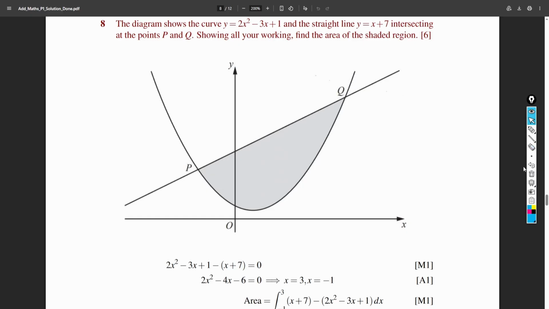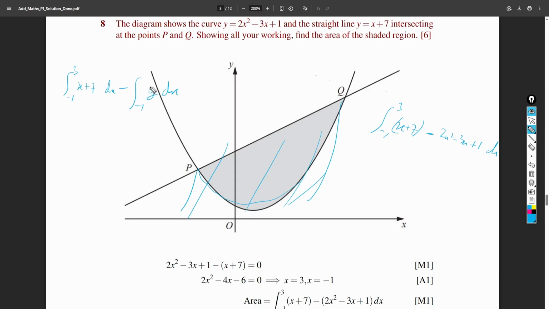And then they did this like so over here. What they did is, they took this line x plus 7 and then subtracted this curve 2x squared minus 3x plus 1 and then integrated over P to Q. So minus 1 to 3. So this is the same thing as doing it separately. Normally you do it like this. So x plus 7 integrated from minus 1 to 3 to get this entire area. So this whole thing, and then you subtract this expression 2x squared. So let me just write y here, y dx from minus 1 to 3, and then you will subtract.